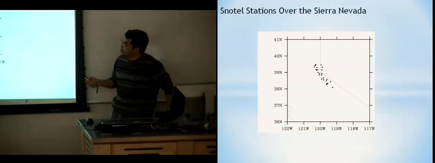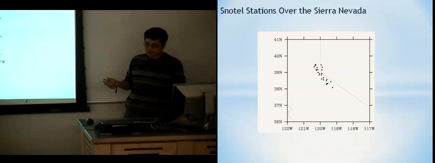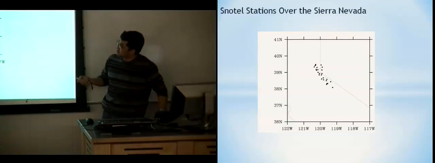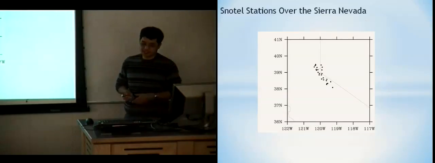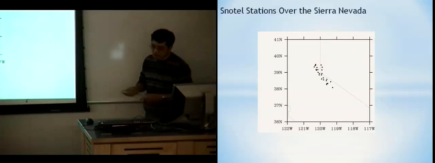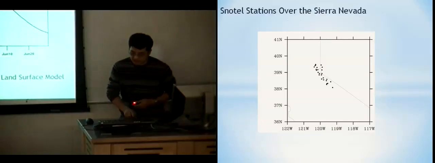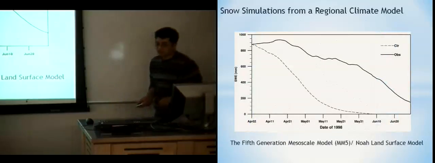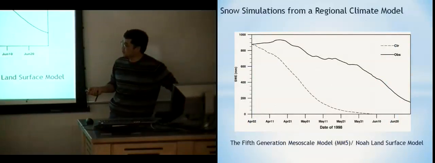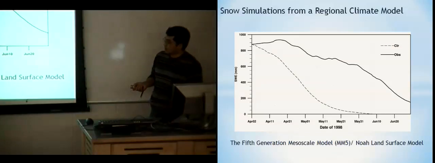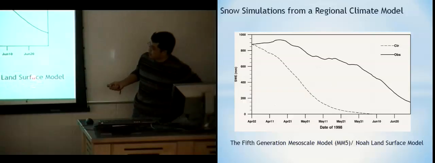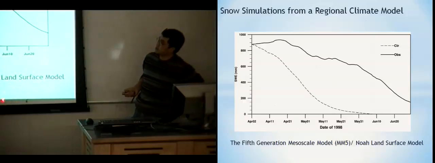These stations measure snowpack, temperature, and precipitation. This is over the Sierra Nevada region in California and Nevada. There are 26 stations in that region. First we use our regional climate model, called the fifth generation mesoscale model. This is the NOAA land surface model, so the snow component is in this land surface model.